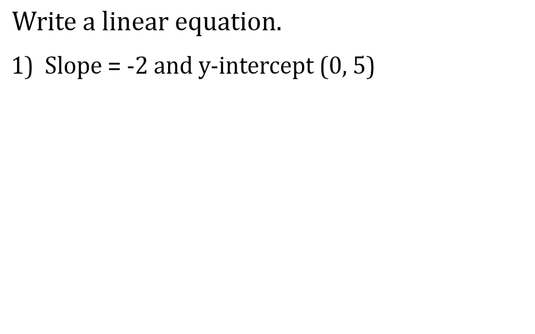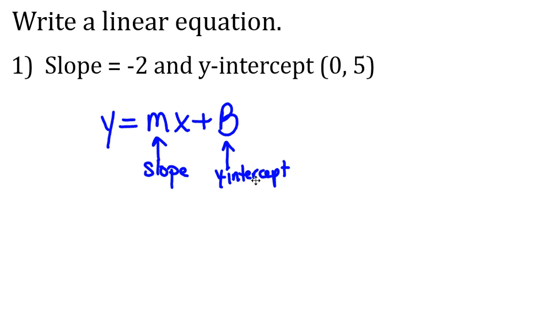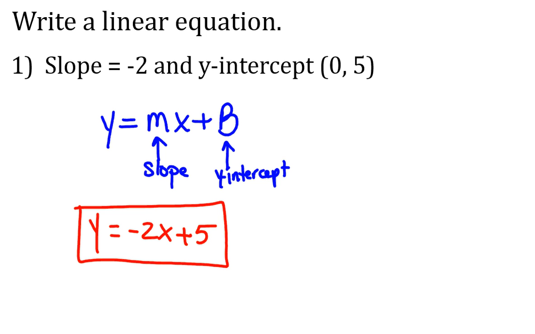For example, we'd like to write the linear equation that has a slope of -2 and a y-intercept of (0, 5). Again, slope-intercept form, you need both of those two items. Since we have our slope of -2, we can substitute that in place of m. We have a y-intercept at (0, 5). We can take that and replace it in for b. So the equation with a slope of -2 and a y-intercept of 5 would be represented by y equals -2x plus 5.